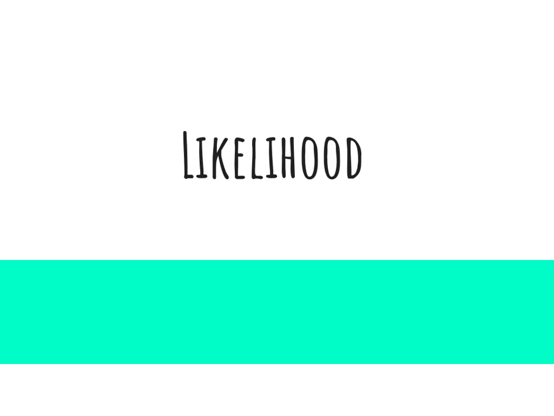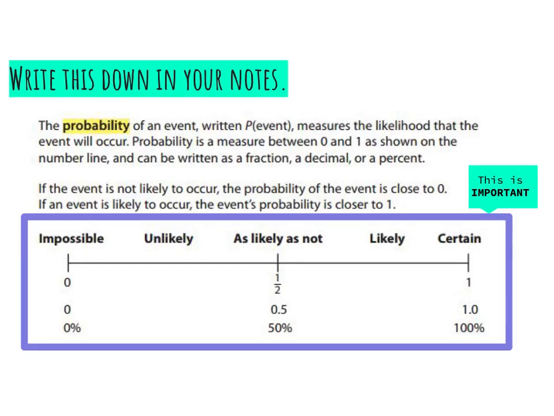In this first part of the video, we're going to talk about likelihood. Write this down in your notes. The probability of an event, written P(event), measures the likelihood that the event will occur.